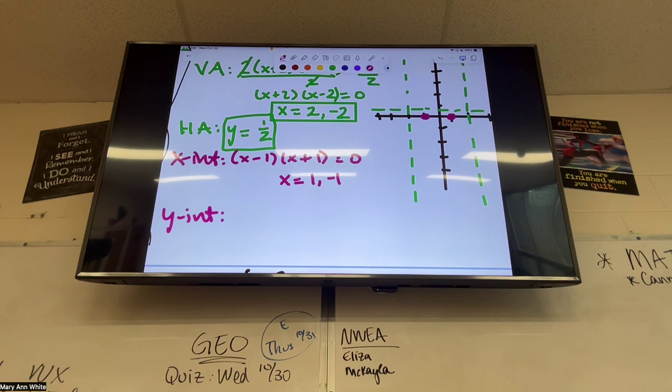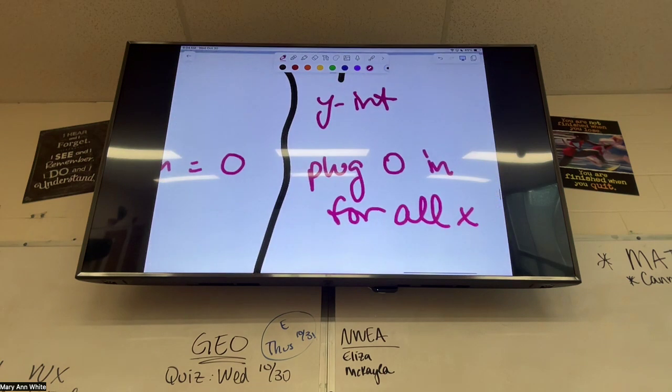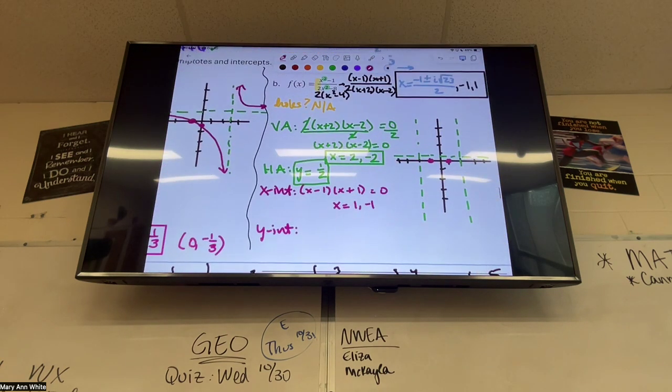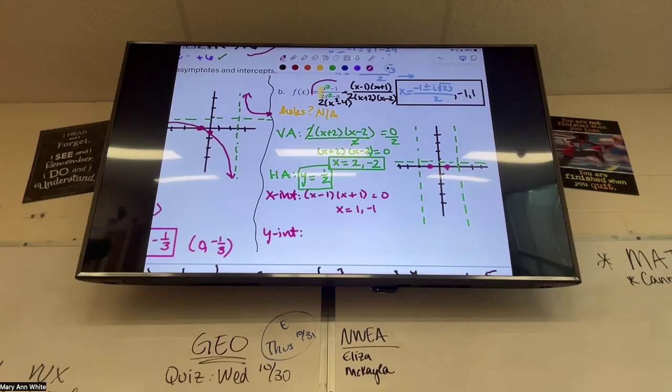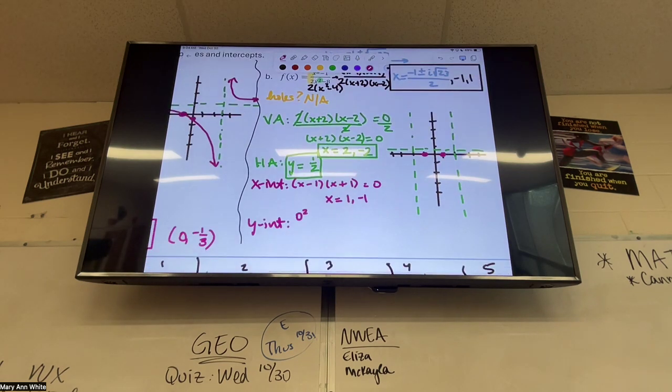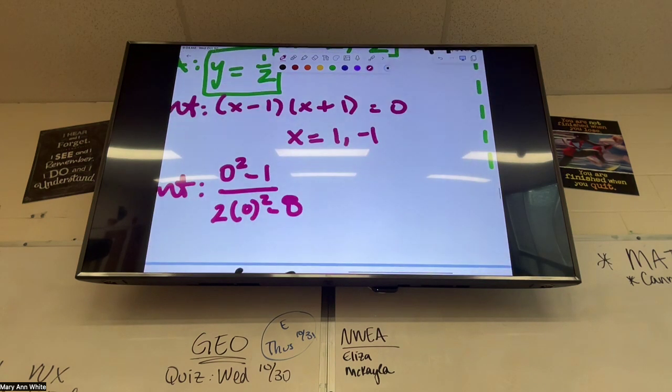And then my y-intercept, plug 0 in for all the x's, okay? I like for my y-intercept to go back to my original. I like to not do it in the factored form, because that gets a little bit more confusing. I have to work it out. So I just go 0 squared minus 1 over 2 times 0 squared minus 8. 0 squared is 0, so I get -1 on top. And then 0 squared is also 0, and then times 2 is still 0, so I get a -8 on the bottom. So y equals +1/8.